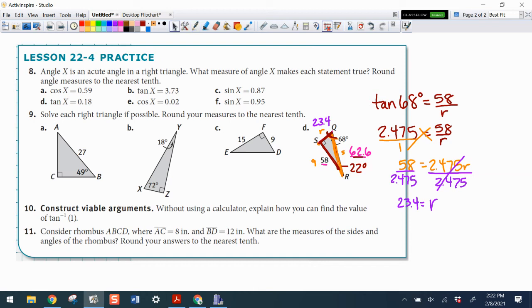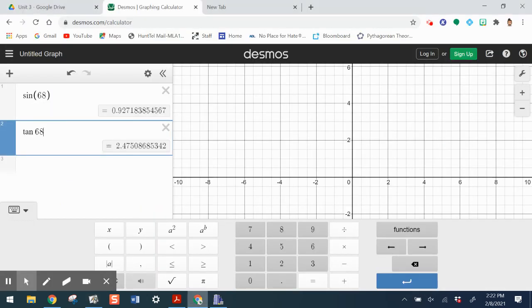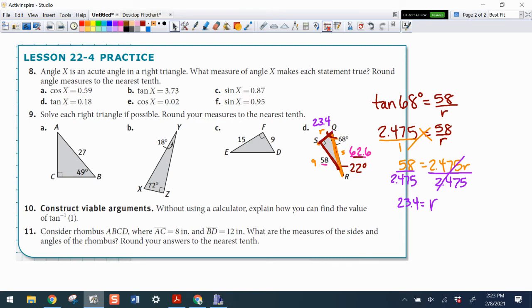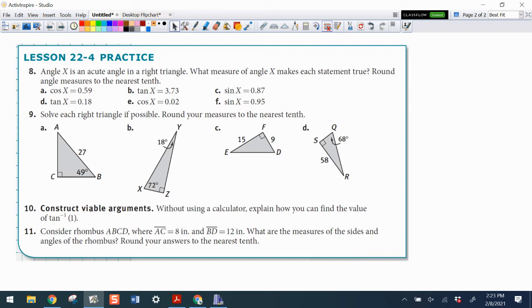Now let's look at item 10. It says, without using a calculator, explain how you can find the value of the tangent inverse of 1. So without using a calculator, how can we find the tangent inverse of 1? Let's consider, what is it really telling us? This is all about putting it back into context. What is it telling us if the tangent inverse is 1?